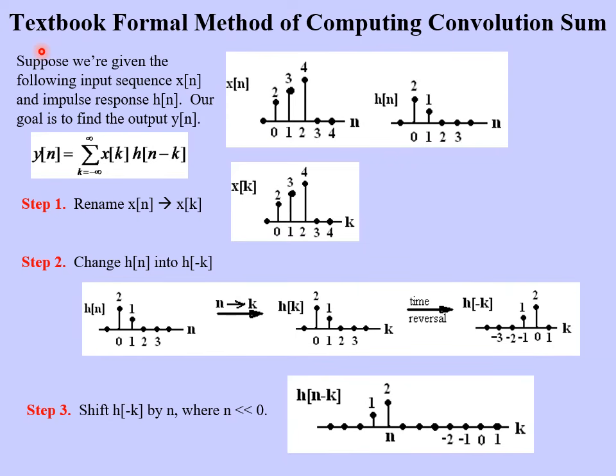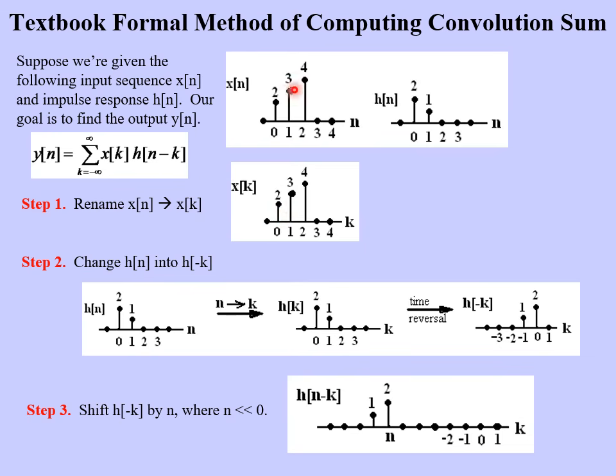Basically, this is the formal definition of a convolution sum. y of n is equal to the sum over all k of x of k times h of n minus k. All right, so how do we do this? Well, you've got x of n and you've got h of n. Those are given to us. So notice in our output there's no x of n, there's an x of k. So let's rename x of n to x of k.